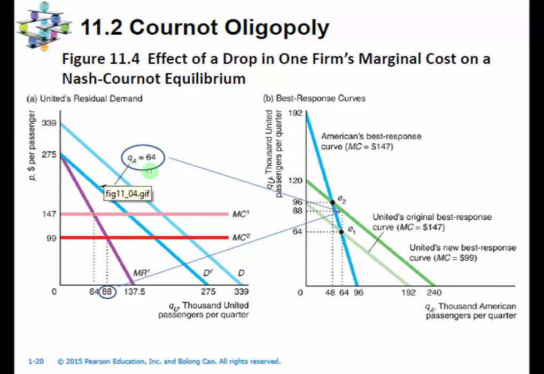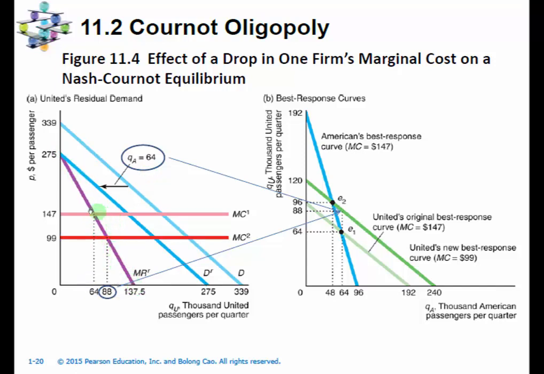339 minus 64 minus P. That is 275 minus P. That's the residual demand curve faced by United Airlines when American Airlines offers 64 units of output to the market. And the marginal revenue curve still looks the same as before.